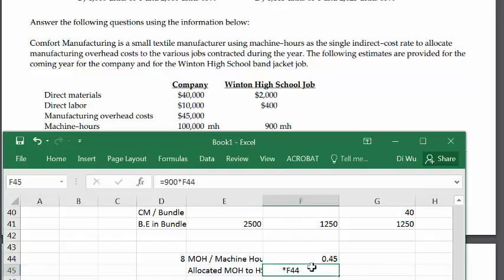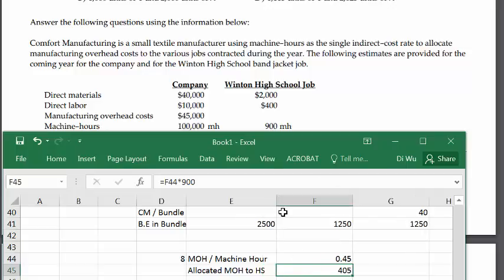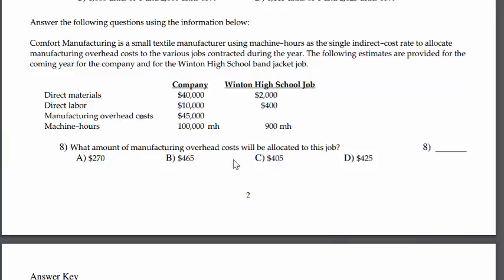Let me redo some of the calculation. It's going to be this one multiplied by 900. The answer is 405. So for this high school job, we should allocate $405 of manufacturing overhead costs. So we should pick the answer C. That's the right answer.